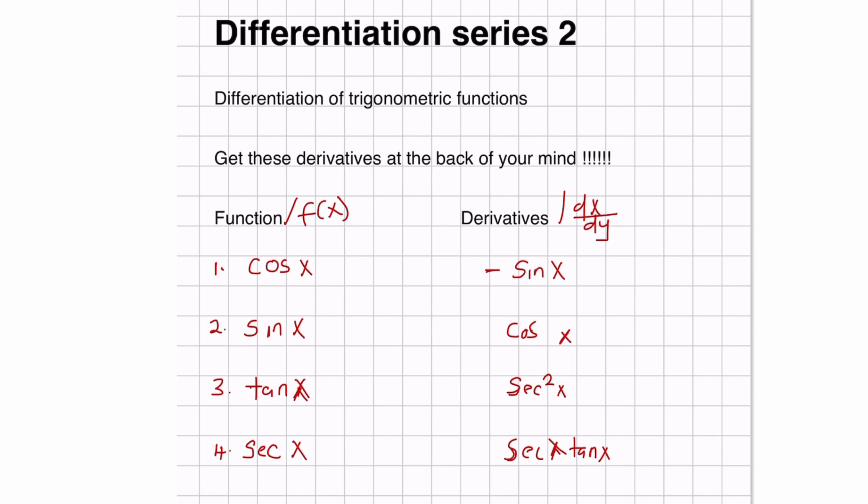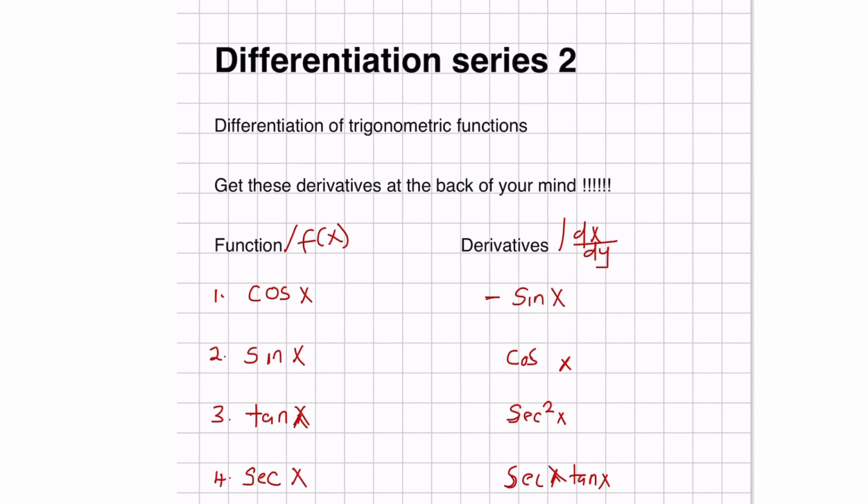Before we go any further, there are some rules that we need to get at the back of our minds so that we can be able to solve any problem that will come our way as far as trigonometric functions are concerned. So we've got functions and we've got their derivatives, right? Whenever you're given a function, like here, you can see that I've got functions, then the derivatives right here.